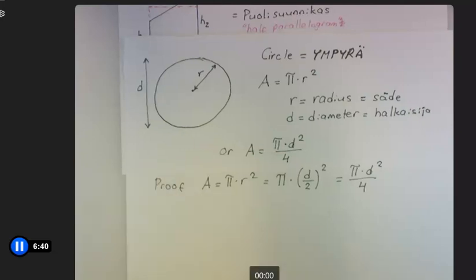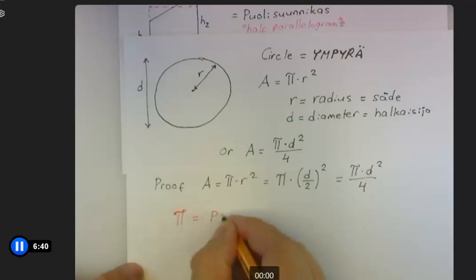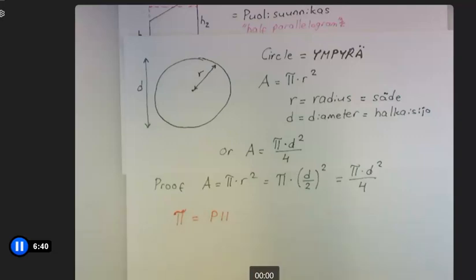By the way, this letter, in Finnish we call it P. It is pi. Yeah, pi. In Finnish we say it P. We have two I's in the word.